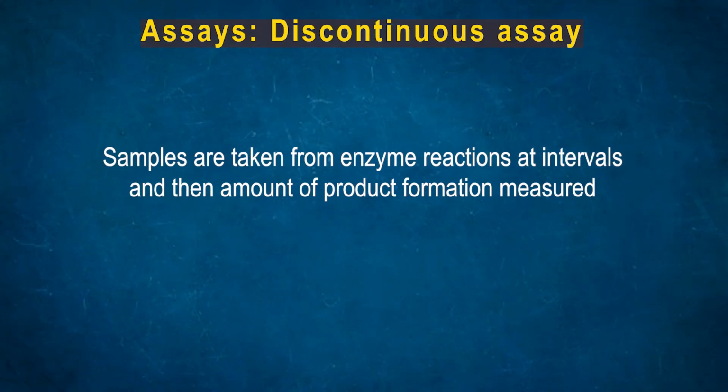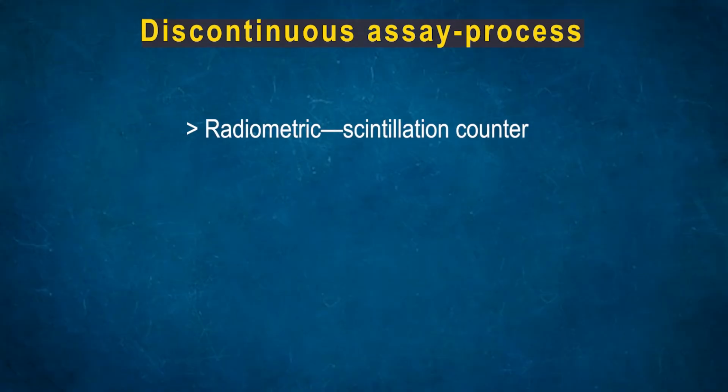Discontinuous assay. Samples are taken from enzyme reactions at intervals, time to time, and then the amount of product formation is measured, not continuously. The discontinuous assay process includes radiometric assay, where a scintillation counter is used, and chromatographic assay, which includes HPLC, high performance liquid chromatography assay.